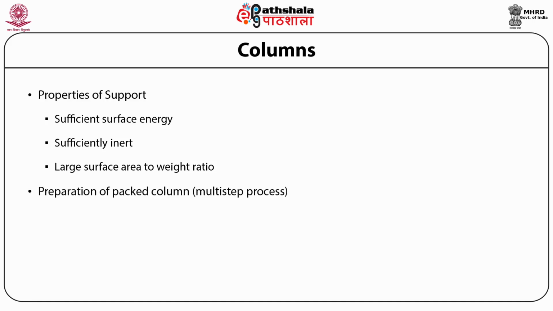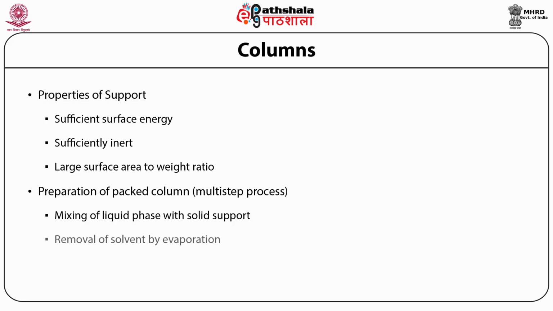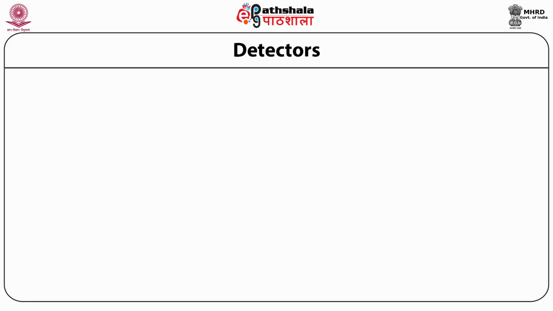Preparation of a packed column is a multi-step process which involves mixing of the liquid phase with the solid support in the presence of a suitable solvent, followed by removal of the solvent by evaporation, and finally packing the dried material into an empty column. The next important component of the gas chromatograph is detectors.